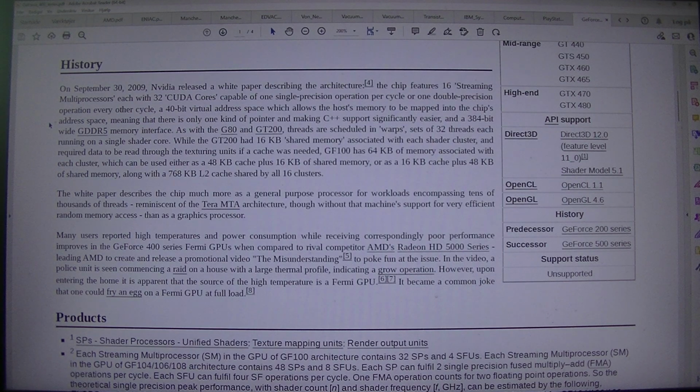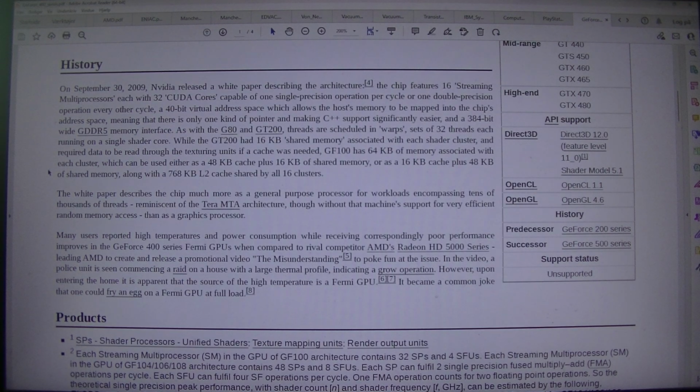As with the G80 and GT200, threads are scheduled in warps, sets of 32 threads running on a single shader core. While the GT200 had 16 kilobytes of shared memory associated with each shader cluster, it required data to be read through the texturing units if a cache was needed. GF100 has 64 kilobytes of memory associated with each cluster, which can be used either as a 48 kilobyte cache plus 16 kilobytes of shared memory, or as a 16 kilobyte cache plus 48 KB of shared memory, along with a 768 kilobyte L2 cache shared by all 16 clusters.